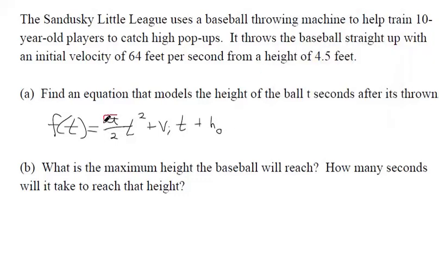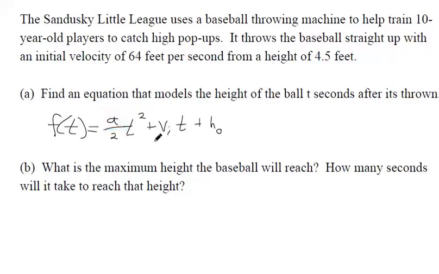So A is the acceleration due to gravity, right? So those are two known numbers. It's 9.8 meters per second, or it is 32 feet per second. And so since this problem's talking about feet, we're going to use 32 for A. We're just going to be plugging in 32 for A.